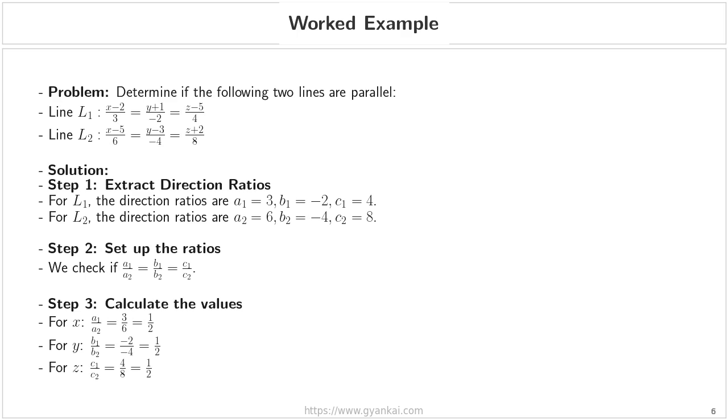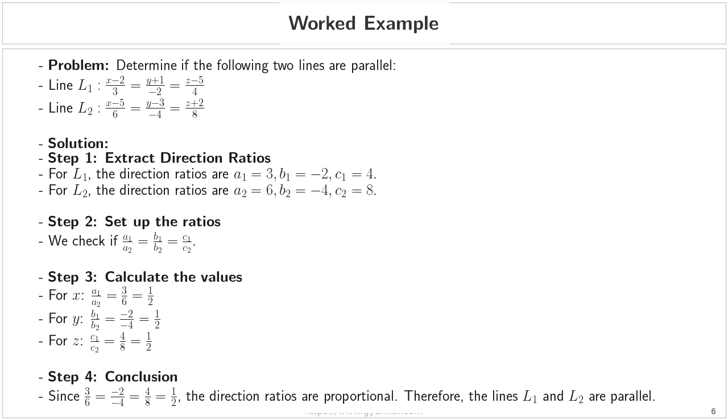For the x component, 3 divided by 6 simplifies to 1/2. For the y component, negative 2 divided by negative 4 also simplifies to 1/2. And for the z component, 4 divided by 8 also gives us 1/2. Step 4, finally, we reach our conclusion.